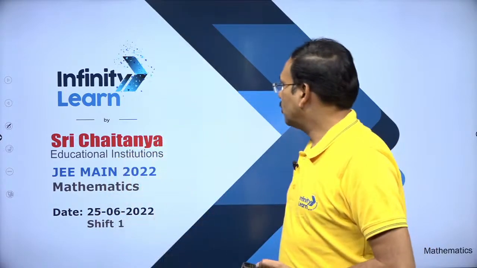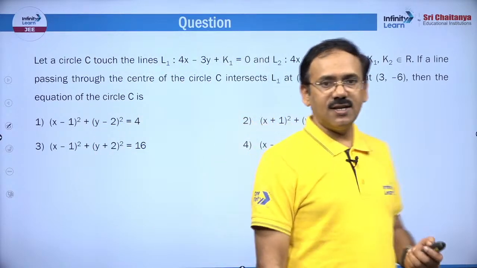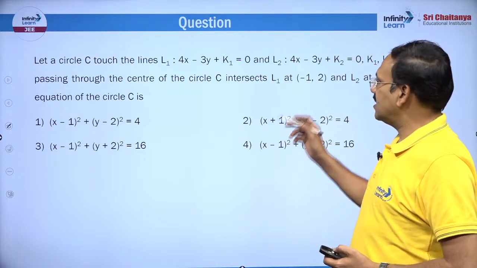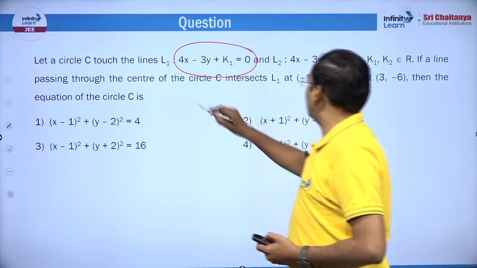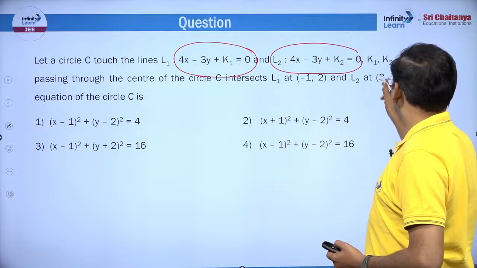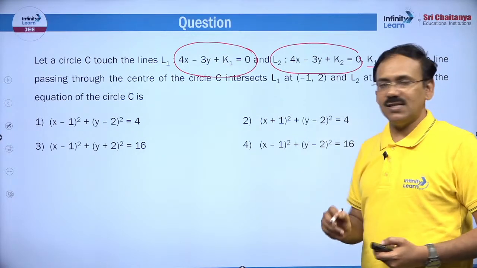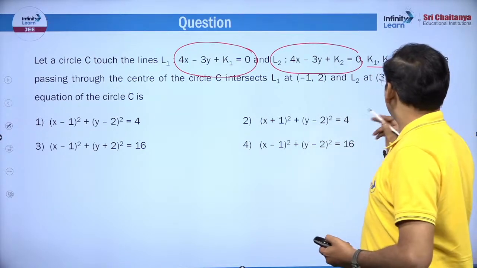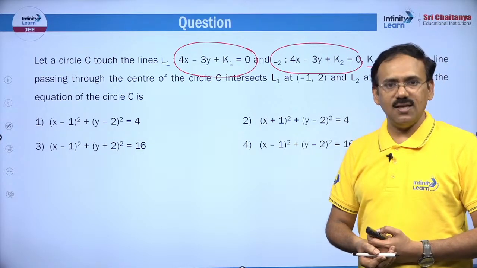Let us move to the first question. This is a question related to circles. Let a circle C touch the lines L1 and L2. Observe that these two are parallel lines, K1, K2 are some real numbers. If a line passing through the center of the circle C intersects L1 at (-1, 2) and L2 at (3, -6), then the equation of the circle C is.